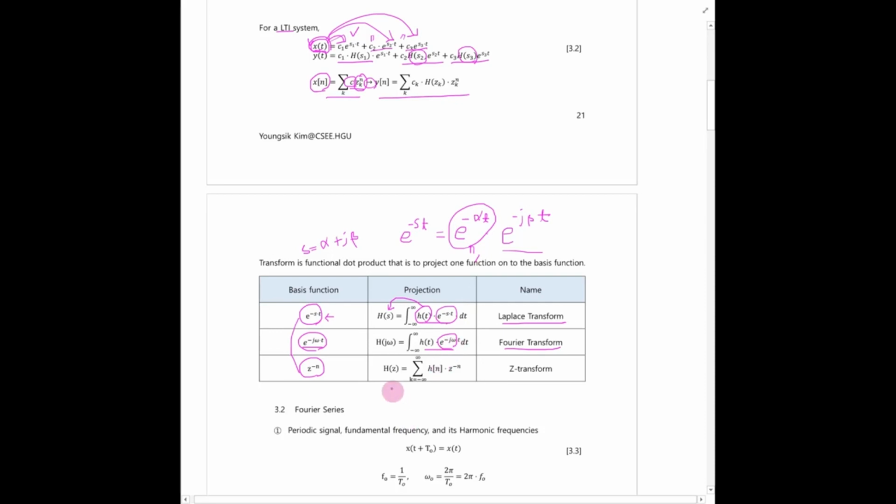In the case of the discrete domain, we defined g as e to the s times T0. Then you may understand the similarity between these two things. T0 corresponds to the sampling time. Okay. So this is called the g transform.